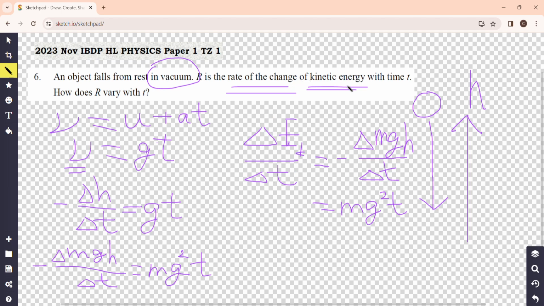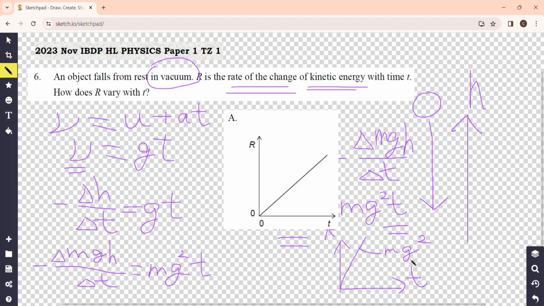And this whole thing, in the question you talk about, is the rate of change of kinetic energy. So it is the rate already. So the rate increases linearly with time, and we have a straight line graph starting from the origin with gradient mg squared. So the answer is A.